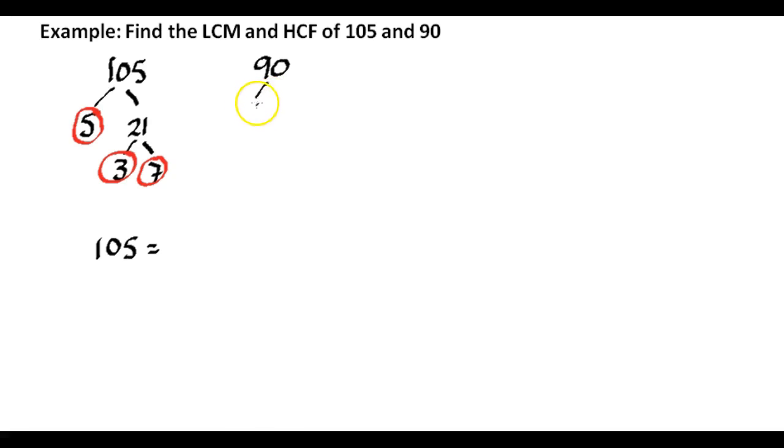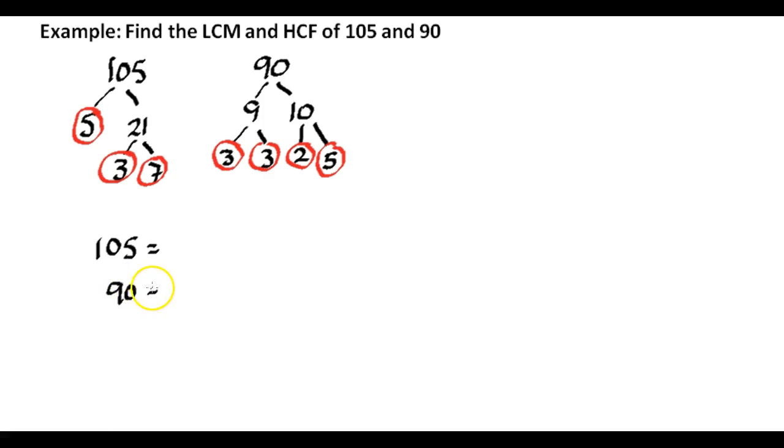Now 9 and 10 go into 90. But they're both composites. So I've got to think of 9 as 3 times 3. And 3 is a prime, so that is the end of those two branches. 10 is equal to 2 times 5. And those two numbers are also primes. So I'll be able to write 90 as a product.